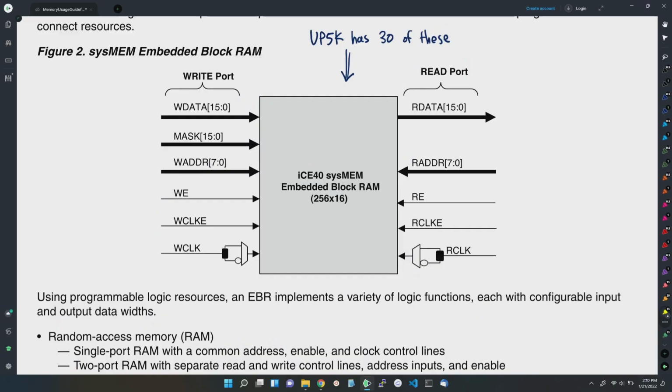All right, so here's a diagram of a block RAM for an ICE40 device. And so the UP5K device that the Arduino 3 has a total of 30 of these block RAMs, and they are 256 16-bit words.